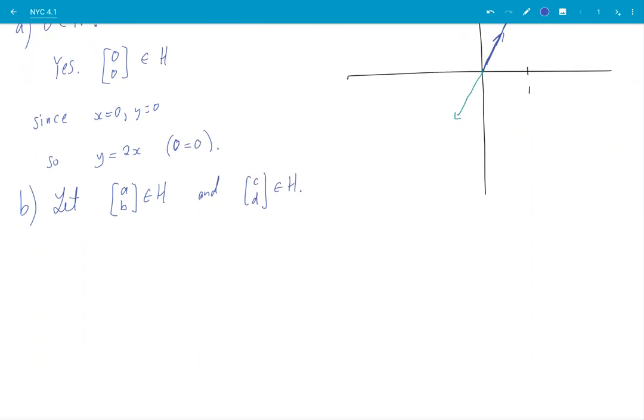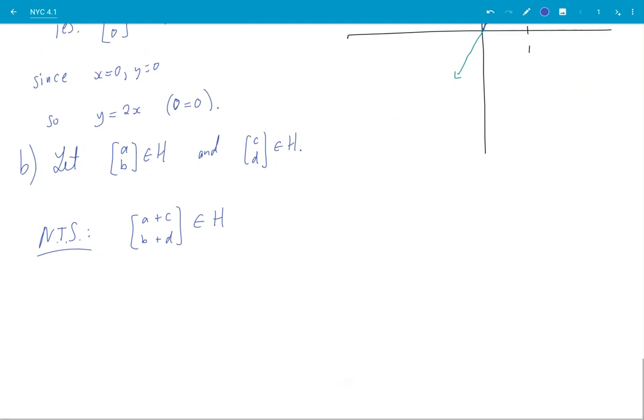What do I need to do? I need to prove that when I add these two things, I'm still in H. So I need to show, NTS, need to show: (a + c, b + d) is in H. This is what I need to show. And my proof, well, I'm going to write this out in all detail. (a, b) is in H.